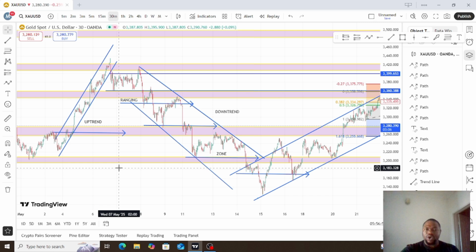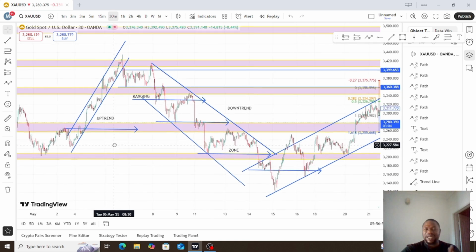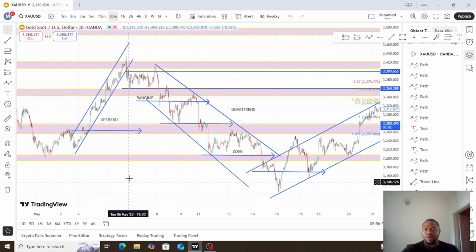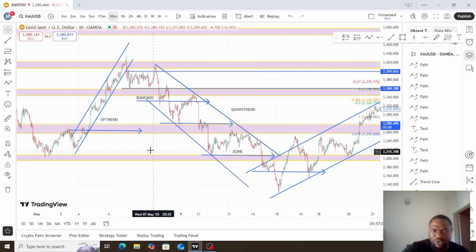So if you have any question on breakout structure, okay, or market structure, please let me know. Comment and I'm going to put you through.